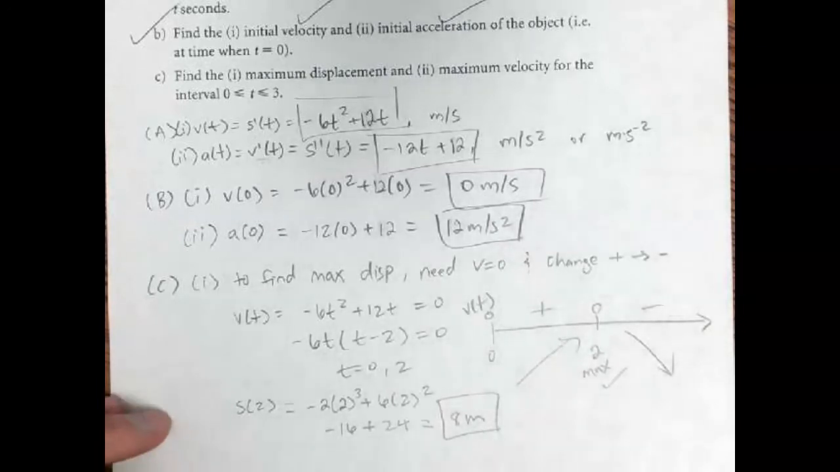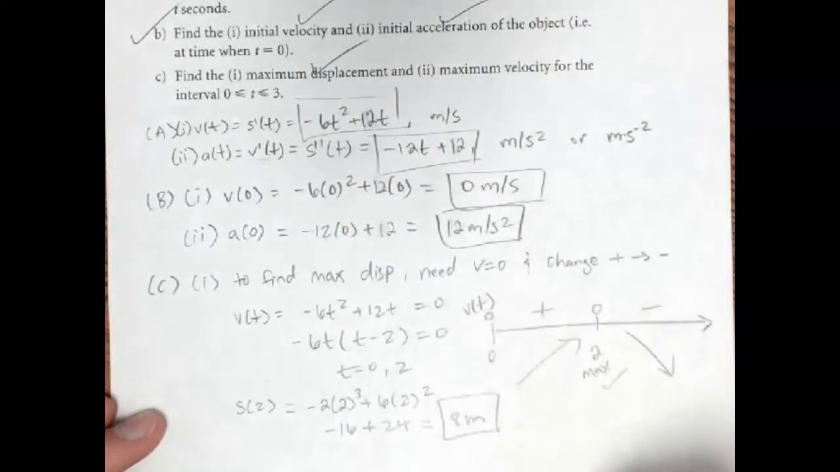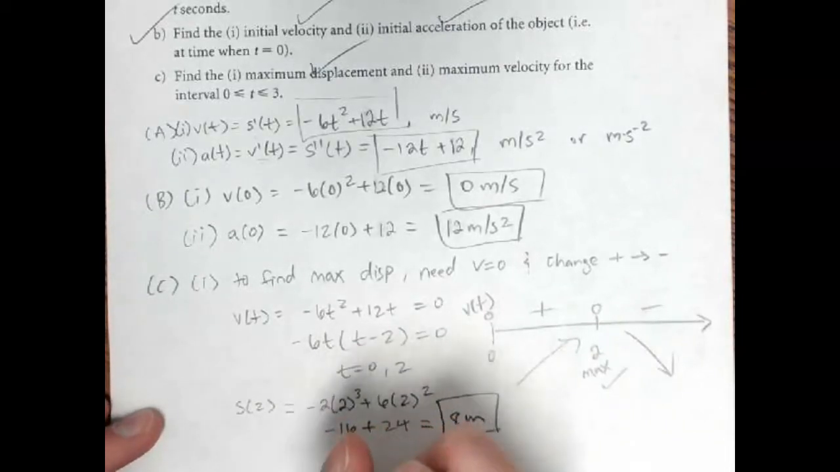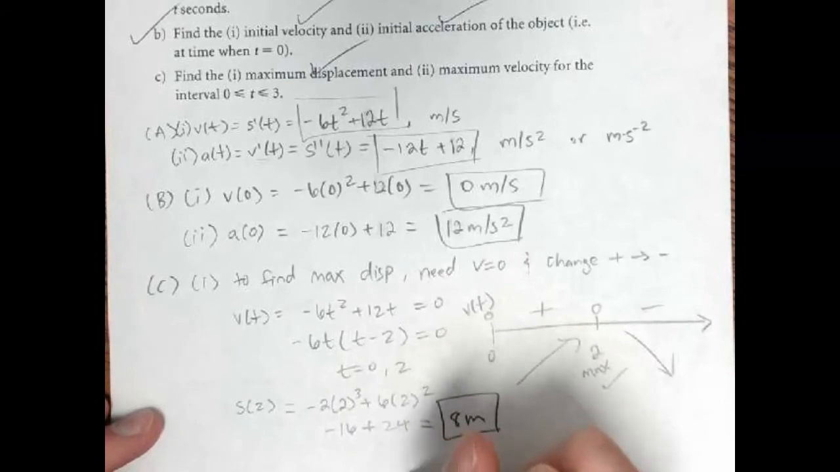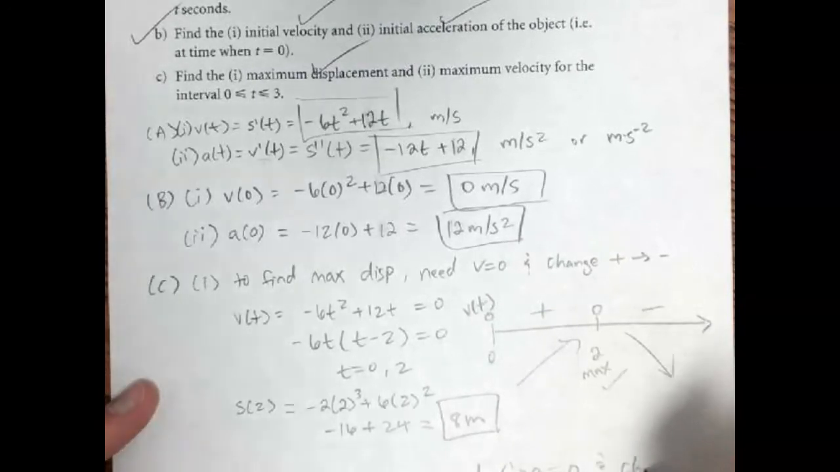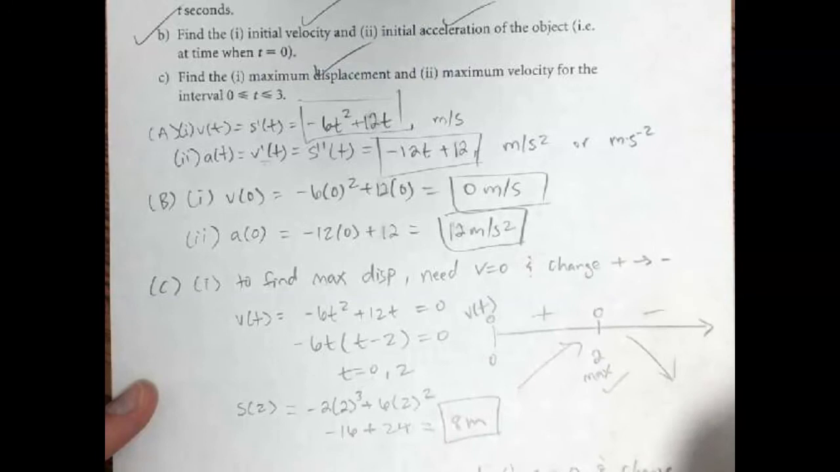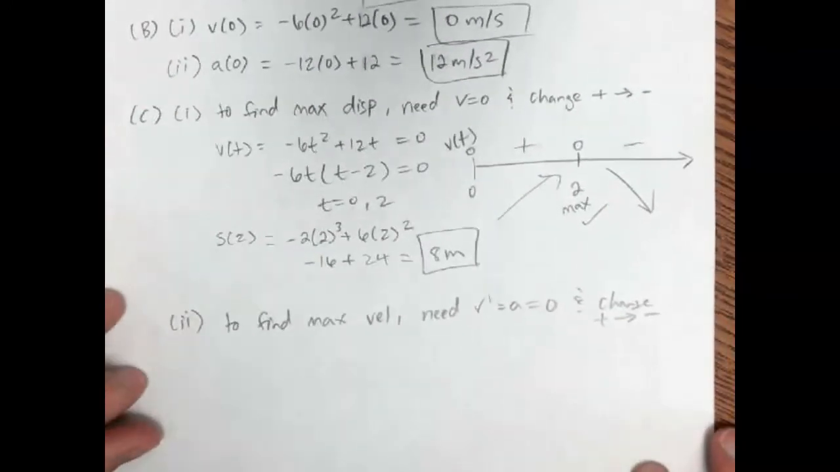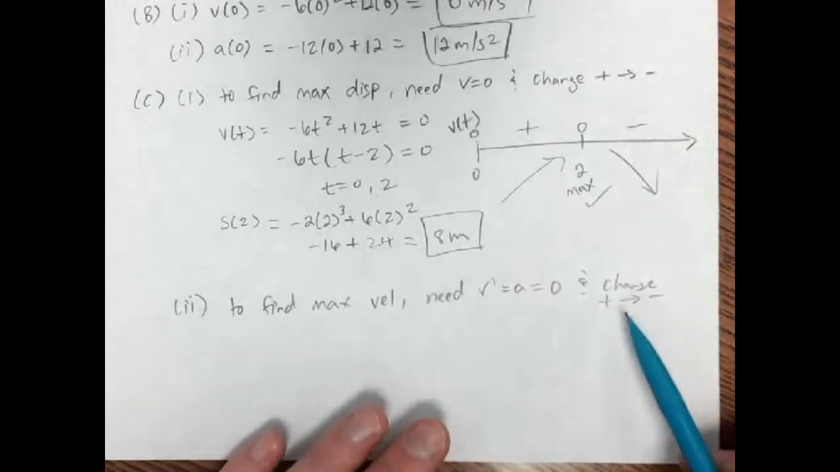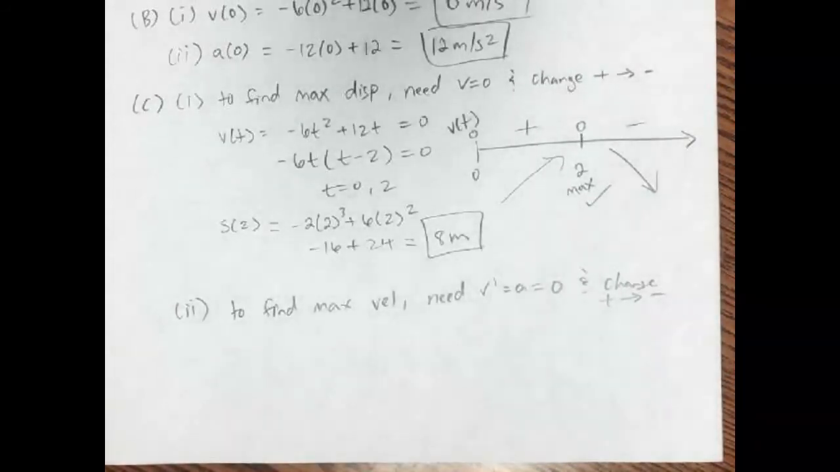Okay, so that was good. We got part I done on C. Let's now do II. To find the maximum velocity, we're going to need the derivative of the velocity, aka the acceleration, to be 0 and change from positive to negative. So anytime you're looking for a max or a min of blank, you need to take blank's derivative, make sure it's 0, and then make sure it changes from positive to negative at the spot where it is 0.